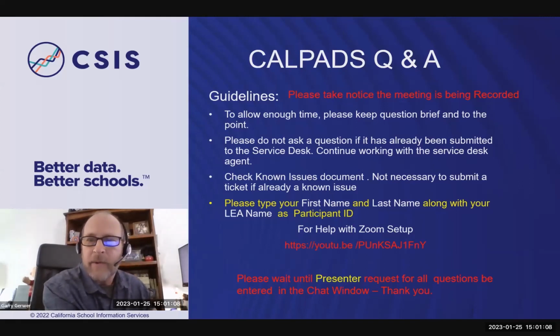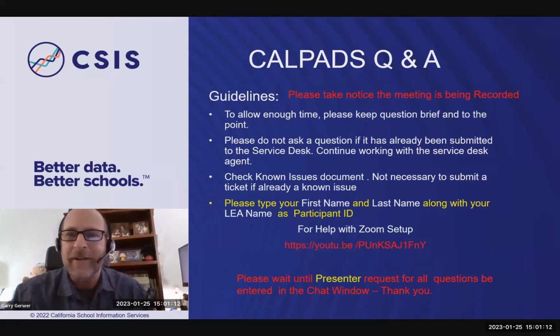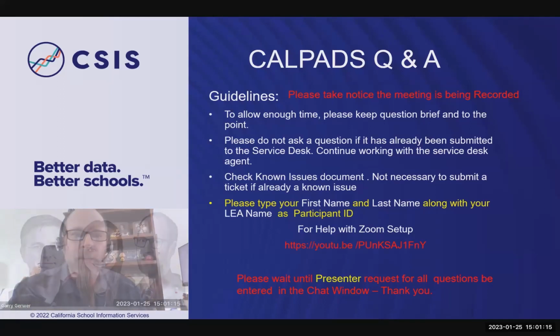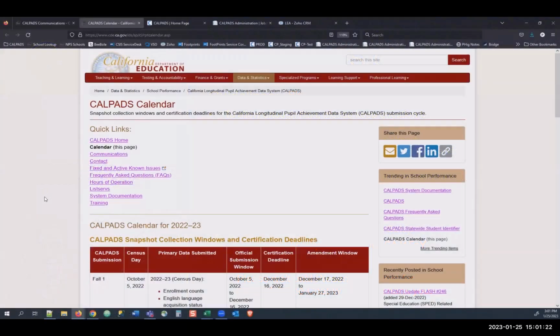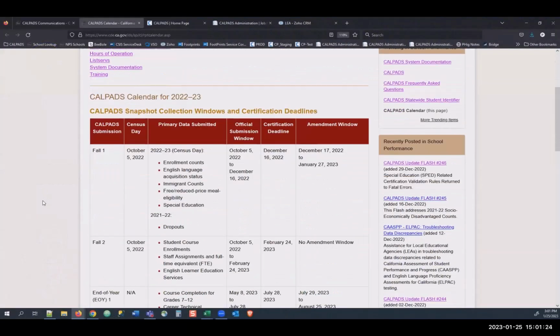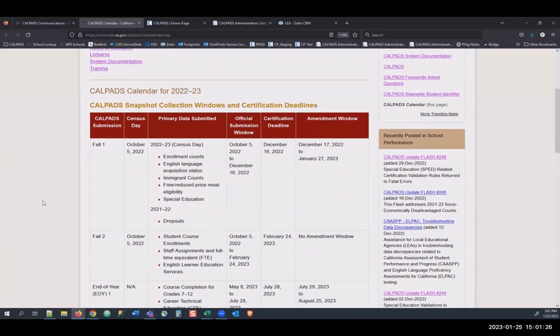I don't have a lot of announcements other than the fact that Friday is the deadline for Fall 1. We're looking pretty good. There's still some folks out there with some sped errors, a few here and there, as folks are trying to get those wrapped up. So the deadline is Friday, and then Fall 2 is currently underway as well, and that deadline is in February with no amendment window. So you have till February 24th.